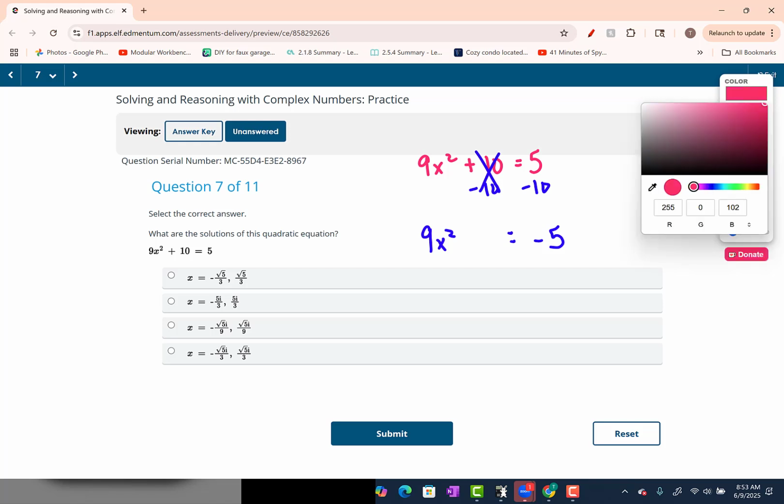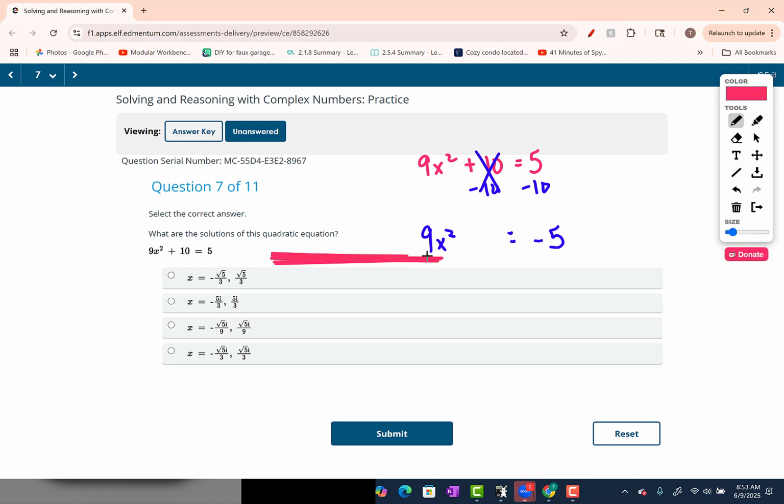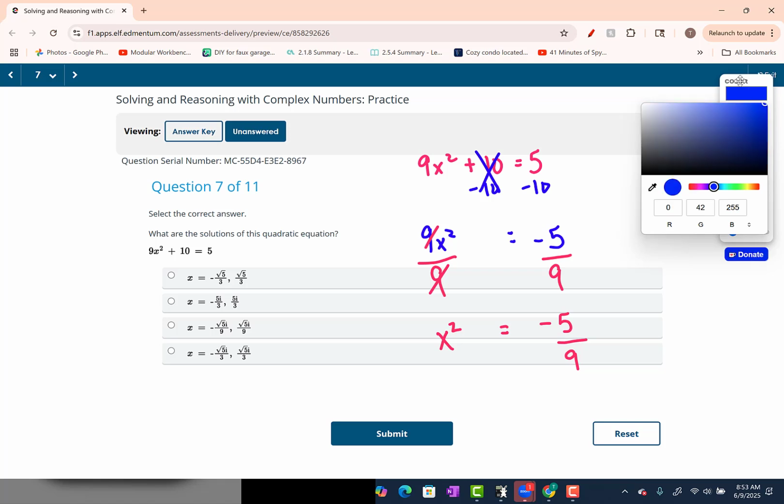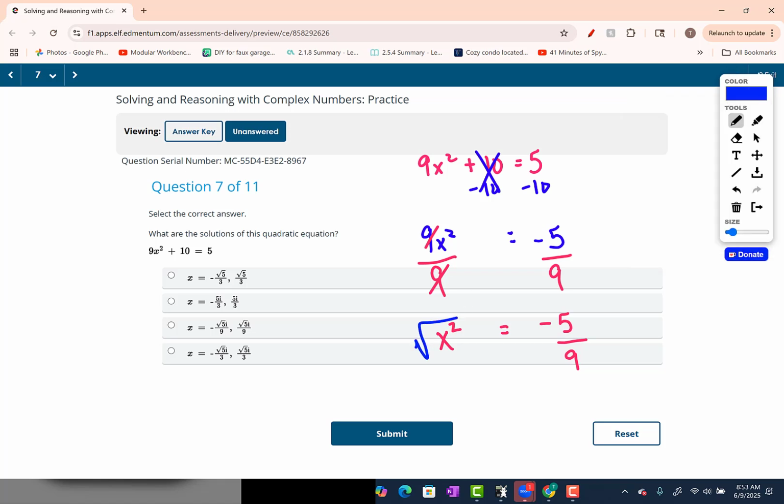We're next going to divide both sides by 9. 9 divided by 9 is 1. We don't need to write the 1, so it's 1x squared equals negative 5 over 9. And then finally, we're going to take the square root of both sides.